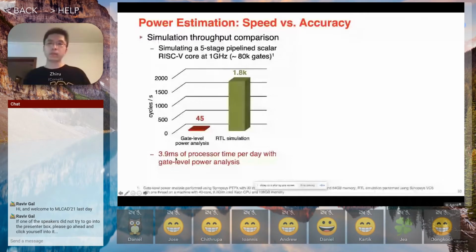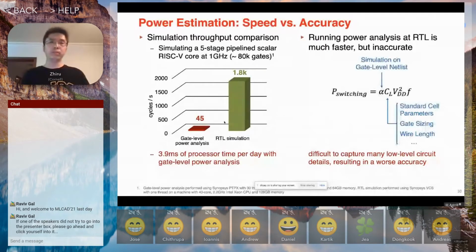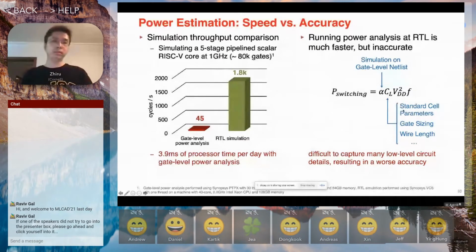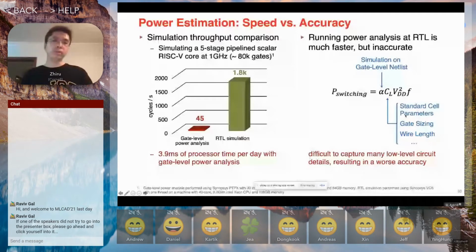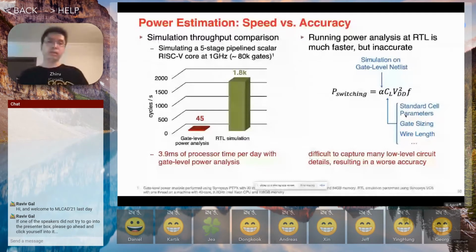So ideally, if we can simulate the whole design at RT level, we'll get a much higher speedup. But it's not that easy to get accurate power analysis at RT level. If we just focus on the dynamic power, the switching power, it's not that easy to accurately estimate many of the factors. If you just look at capacitance alone, we have to look at different things: standard cell parameters, gate size, fan-out, and such. Obviously this is a challenging task.